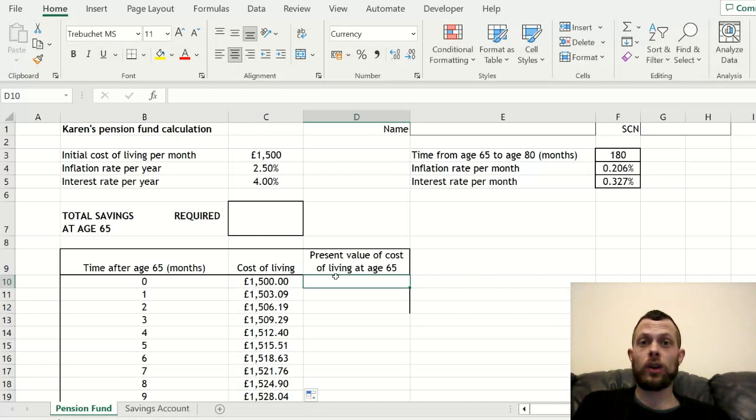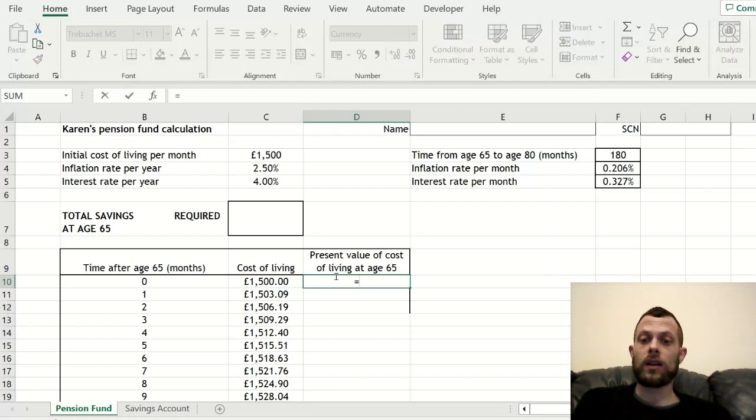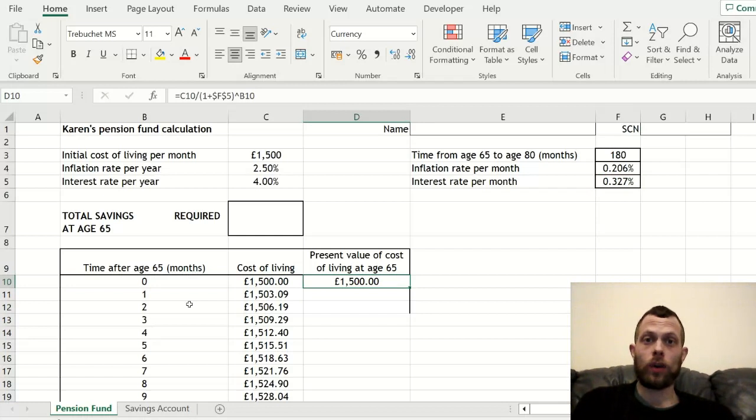Now for present value, again, we've never quite had anything like this in an exam. Present value calculations are done by dividing. So we'll take the cost of living and we'll divide by the multiplier. This time it's for the interest rate we're using. So 1 plus the interest rate per month, and we'll put this to the power of the number of months after age 65.